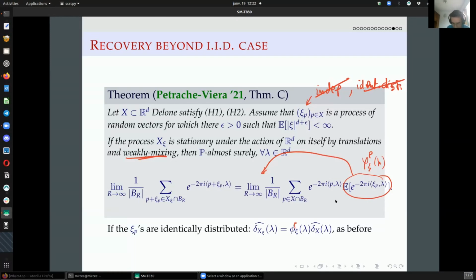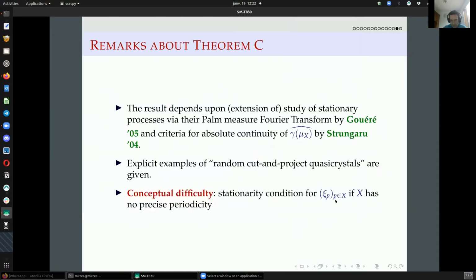And this is based on the work by Guéret, where you are studying stationary processes, and he studies the Fourier transform of the Palm measure, which is kind of an autocorrelation measure for these stationary processes. And then to obtain the absolute continuity, here it should be with xi, not with x. I'm sorry for the typo. There is a criterion from people from dynamical systems, which is quite straightforward, that we apply. So we extend a little bit this work and we get this other result.